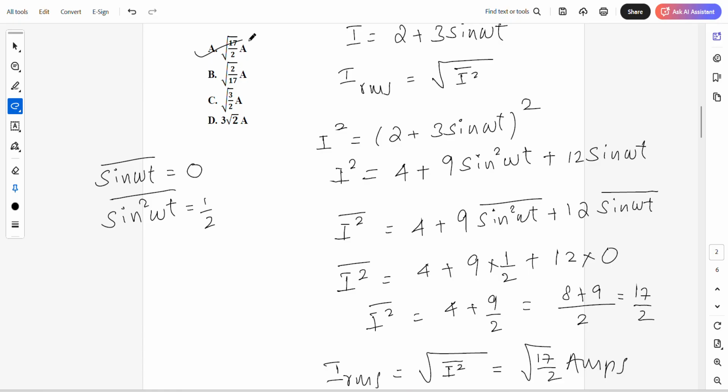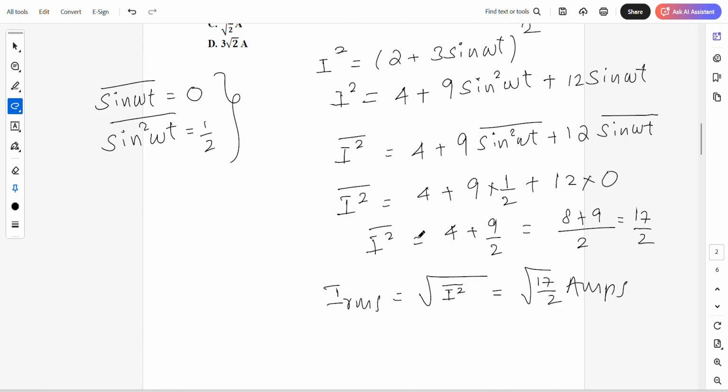This you have to remember. The average of sine omega t over one full cycle is always 0. Similarly, the average of sine square omega t over one full cycle is 1 by 2. These two things you have to remember, and you can do this sum very easily.